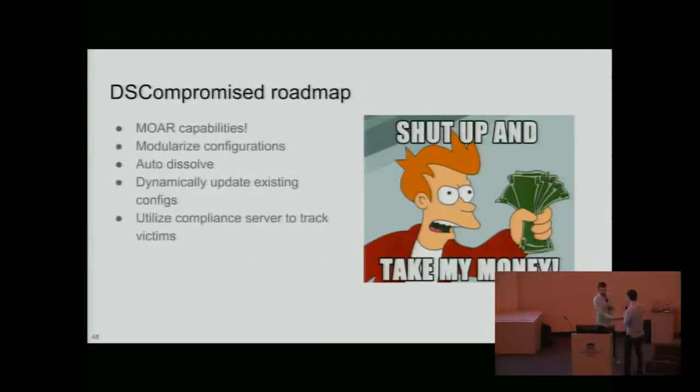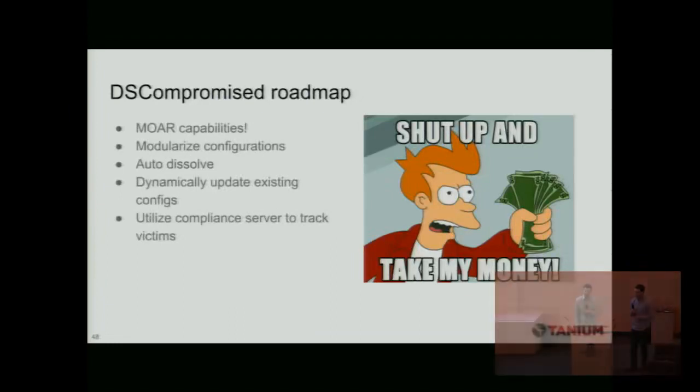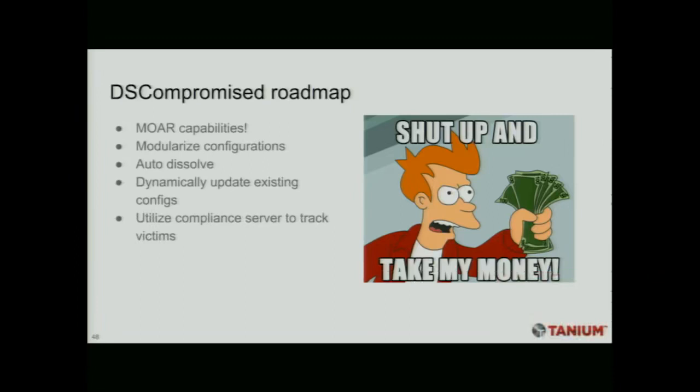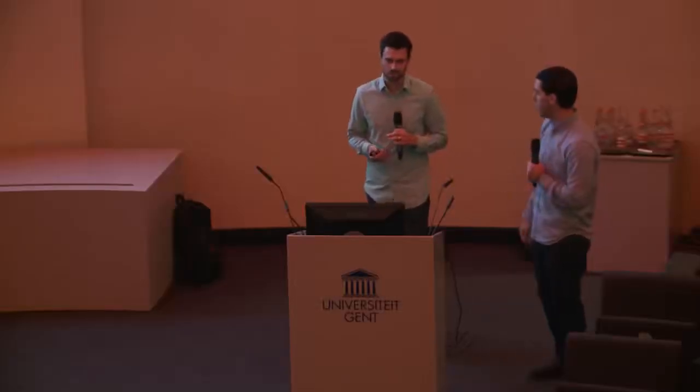So just like we hope that DSC is here to stay, we also hope that DSC compromise is here to stay. So we are planning to add some additional capabilities. The first thing that we'd like to do is add in more resource availability. So if you want to enforce a registry key, or for example, if you want to, instead of dropping a binary to disk, use PowerShell injection to just run malicious code in memory, those are the type of capabilities we're looking to add here in the short term.